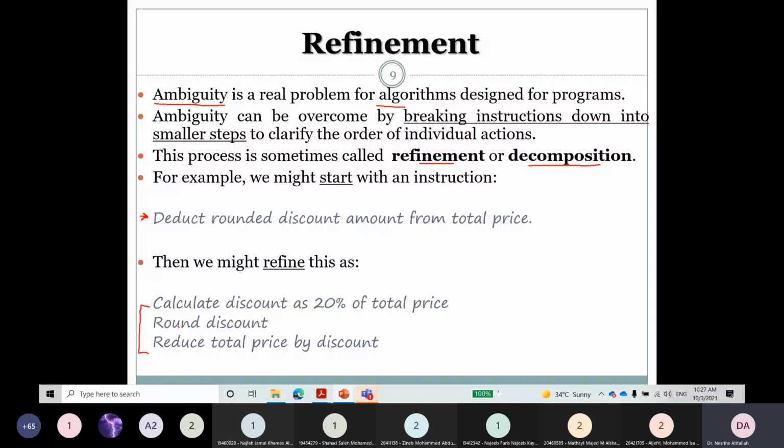Okay, now look at the fundamental features of computer programs. Computer programs vary in purpose and complexity.